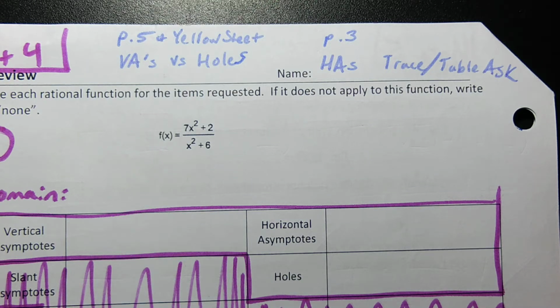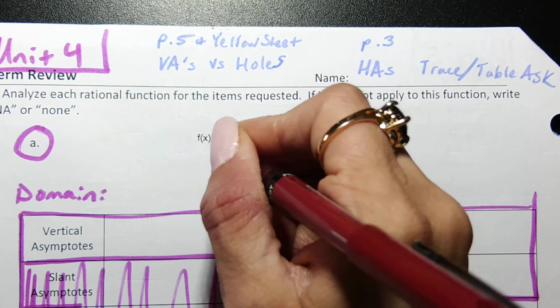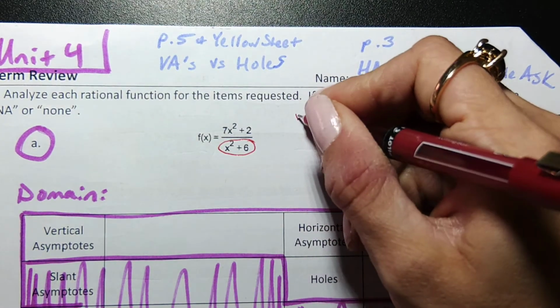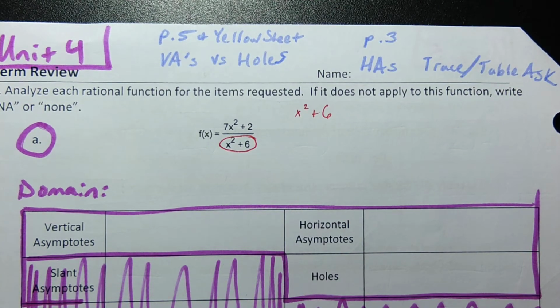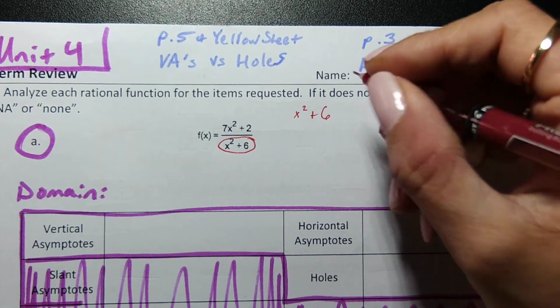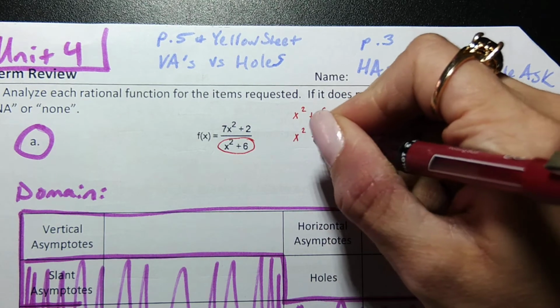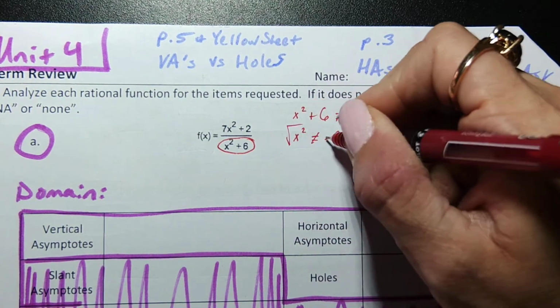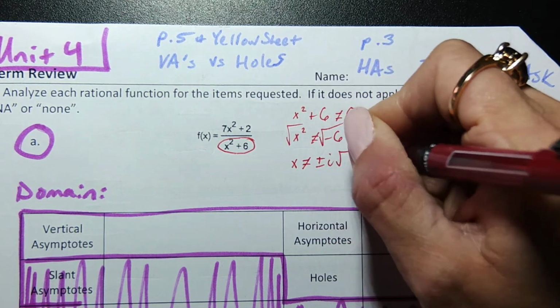So folks, we're going to start with problem A. Does this have any restrictions? Yes, we're dividing, so let's go ahead and take a closer look at our denominator. So x squared plus 6. I can't factor it, so we're just going to set it equal to 0 and say we don't want that. So x squared can't be equal to negative 6, square root, and x can't be equal to plus or minus i radical 6.